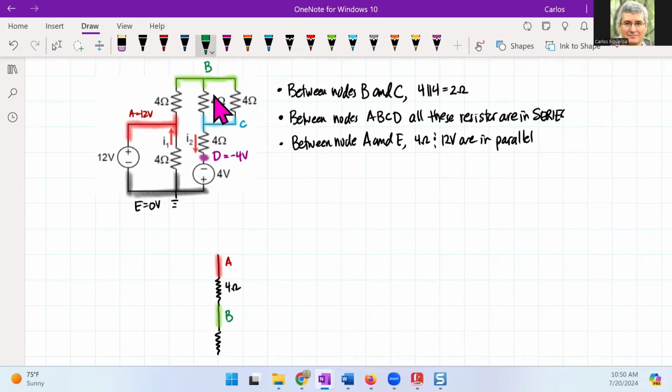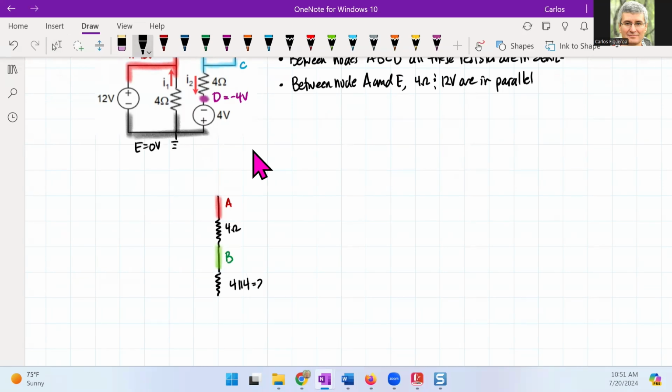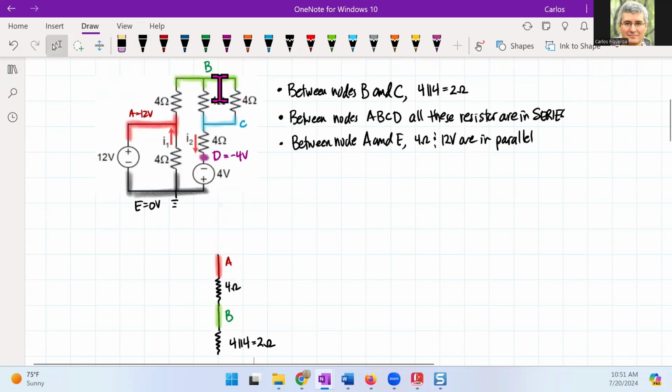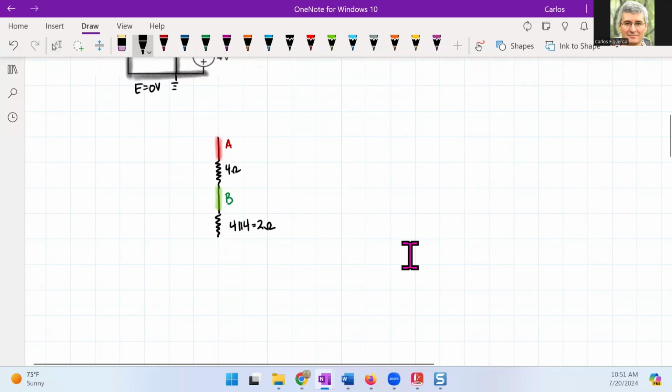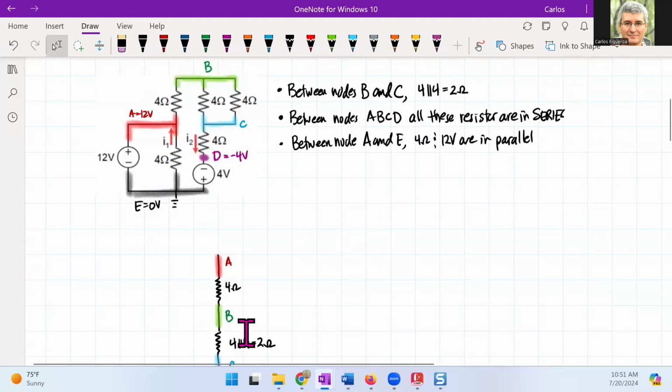Now I have the two 4 ohms in parallel, which we already discussed here. So this is the 4 parallel to the 4, which is now a 2 ohm. And then I hit a blue node, and then I go to a 4 ohm. So then if I continue to draw this, I have this blue node, which I call C, and then this is a 4 ohm right here. So I have the two 4s in parallel, a 4, then I go to node D, and then I have the source.